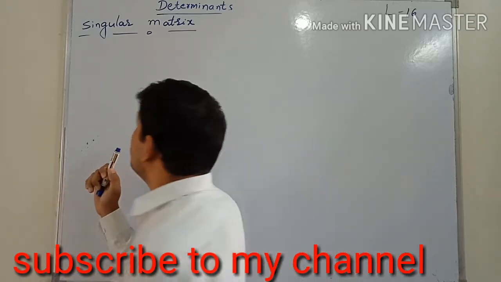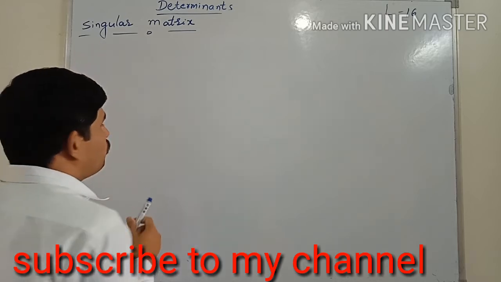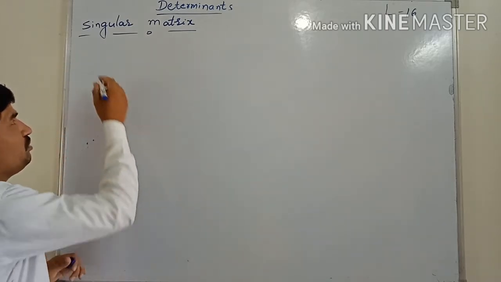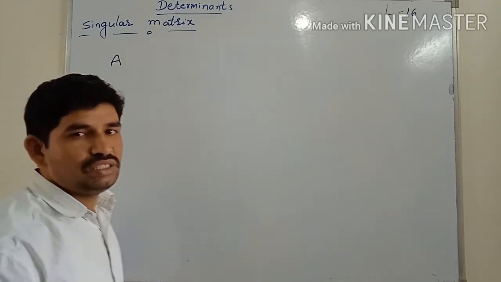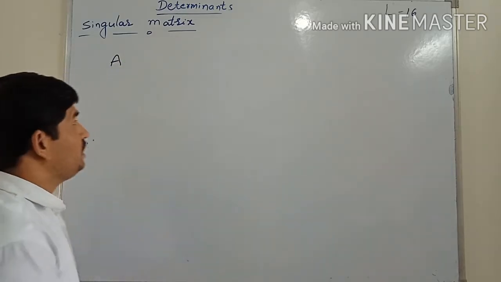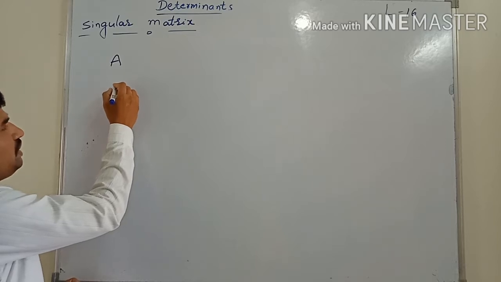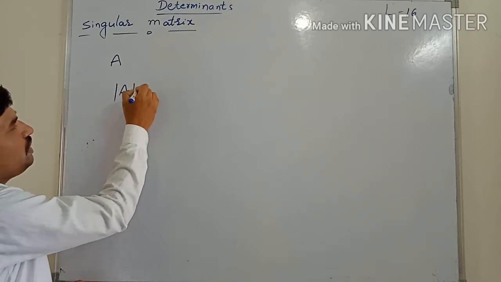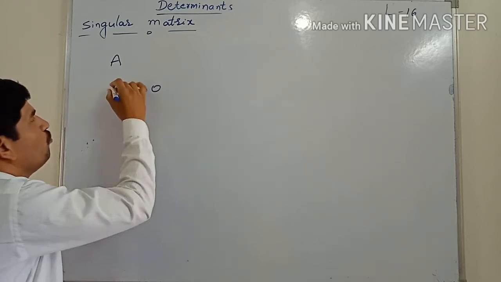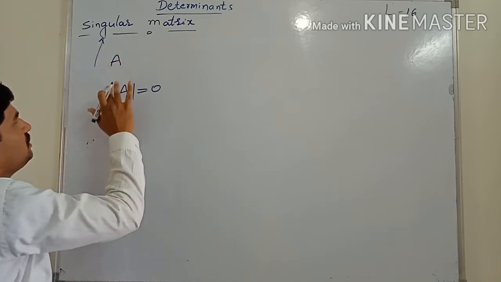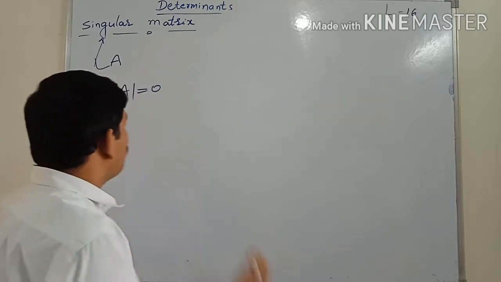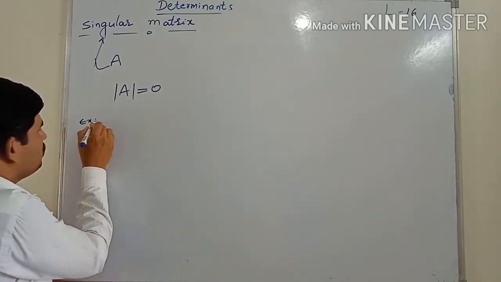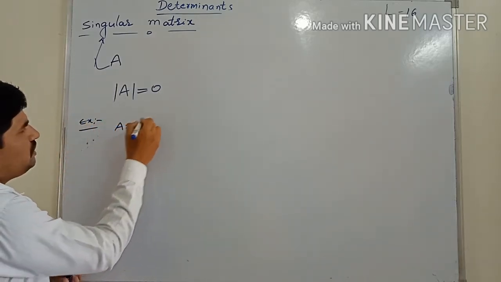See, this is the singular matrix. So what is the definition of a singular matrix? Suppose we take a square matrix A. If the determinant of that matrix is equal to 0, we can say the matrix is a singular matrix. Let us take an example.